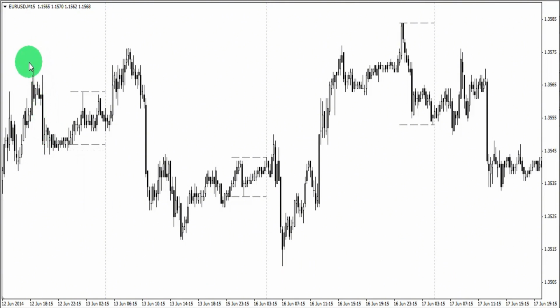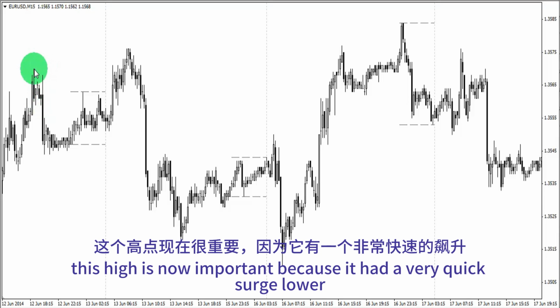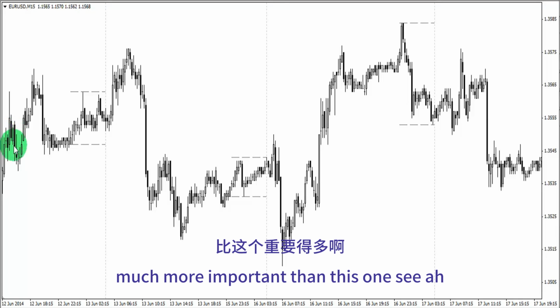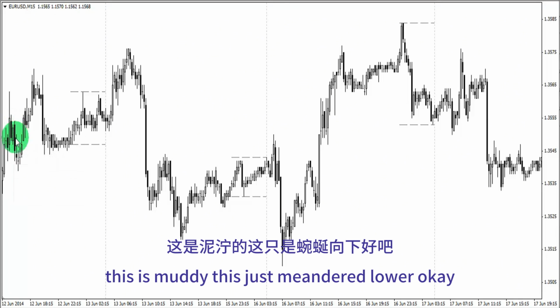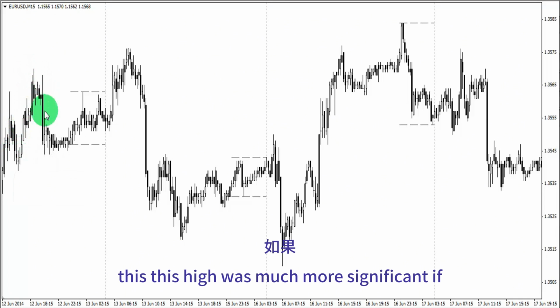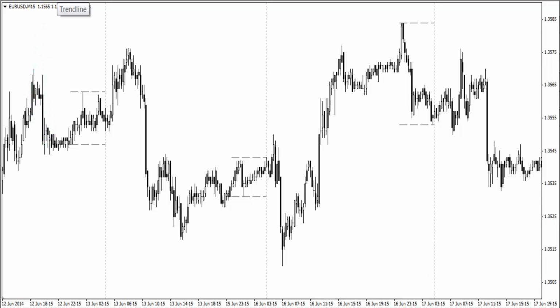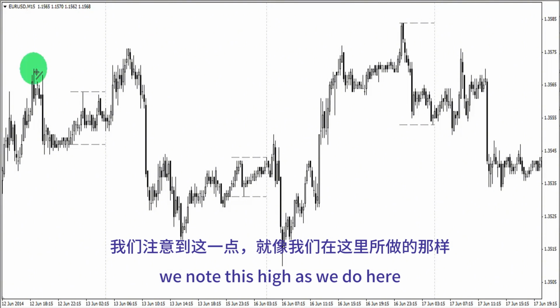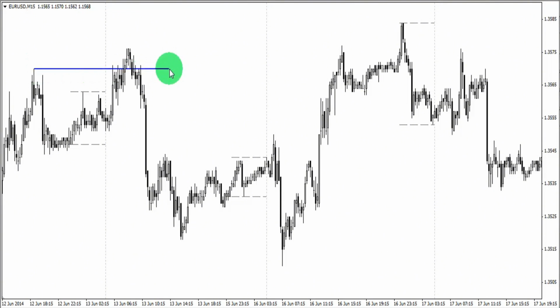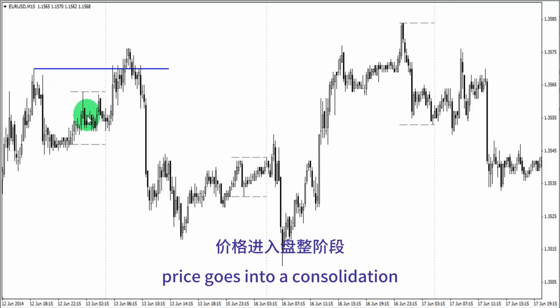This high is now important because it had a very quick surge lower. Much more important than this one. See how this is muddy, it just meandered lower. This high was much more significant. If we note this high, as we do here, price goes into a consolidation.